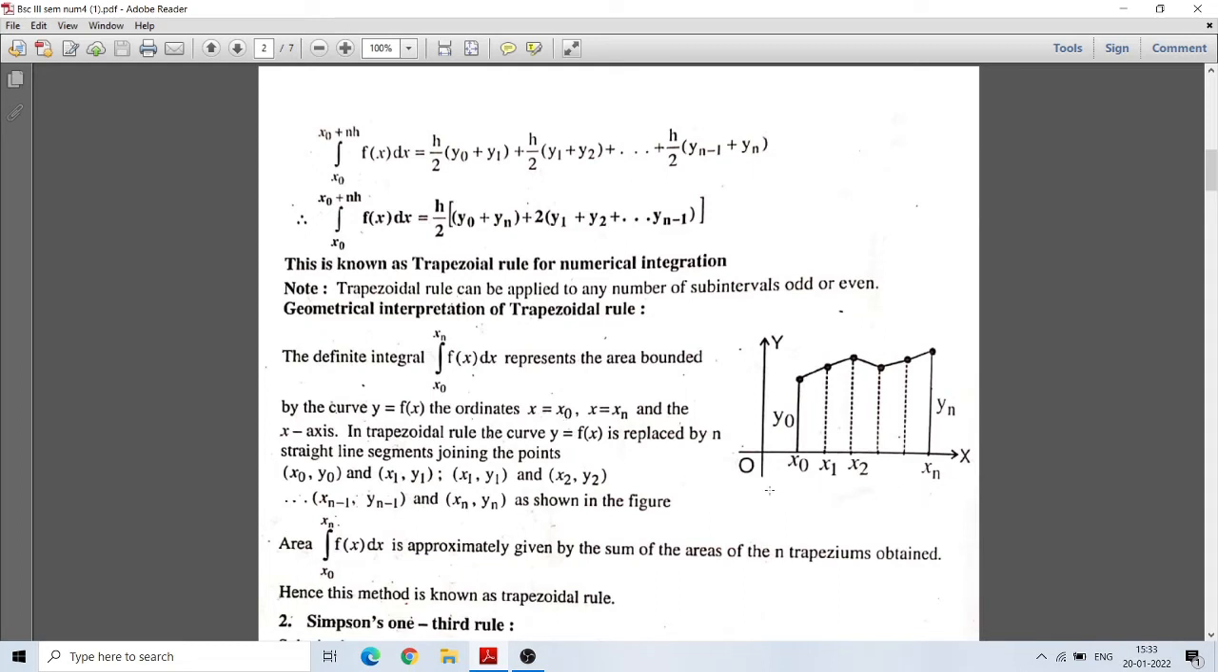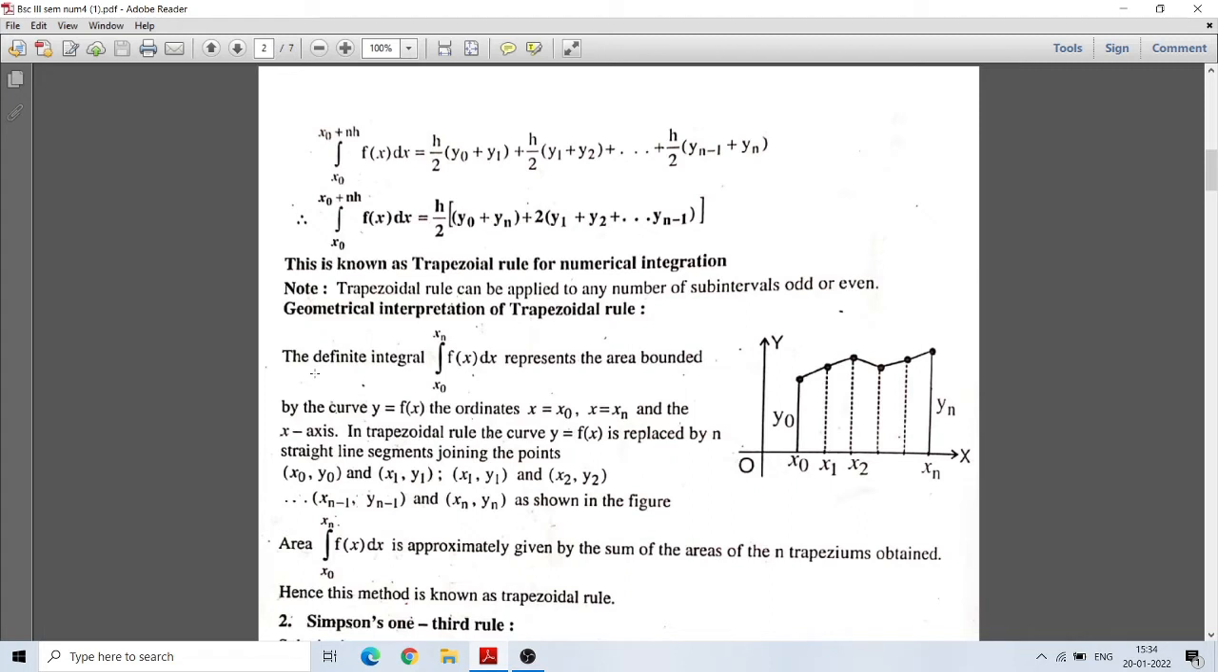x equals x naught we get here, x equals x1 here. x1 is nothing but x naught plus h, and x2 is nothing but x1 plus h. So x1 is x naught plus h, then x2 is written as x naught plus 2h.